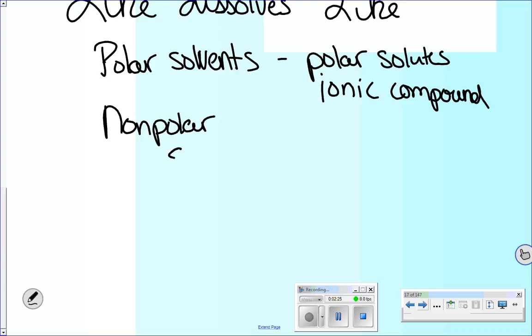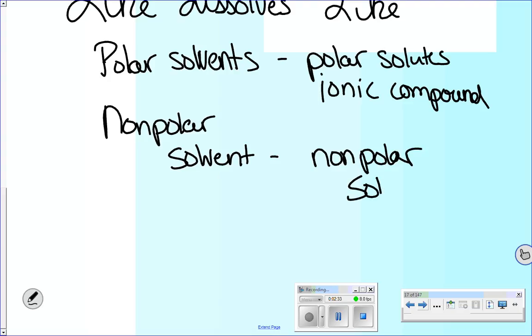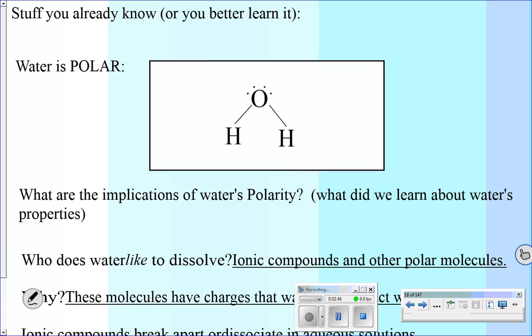Nonpolar solvents will only dissolve nonpolar solutes. So this is an extremely helpful rule that really narrows down, based on polarity, what will dissolve and what will not. So keep in mind that water is polar. You should already know this by now.